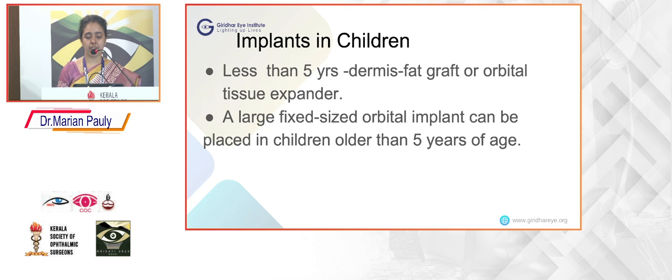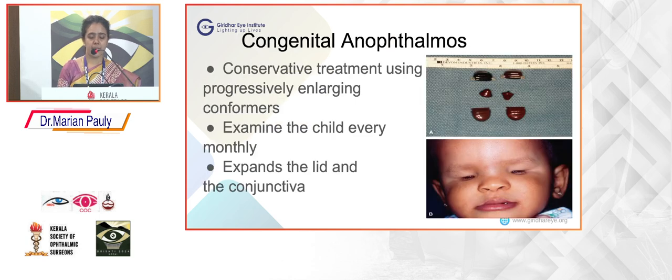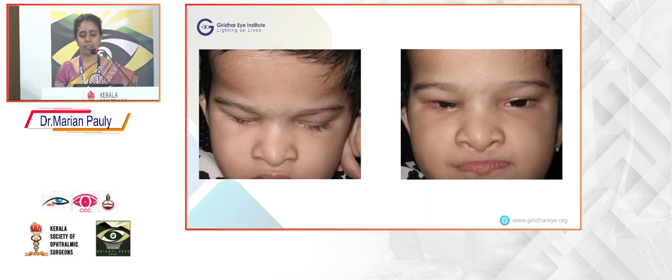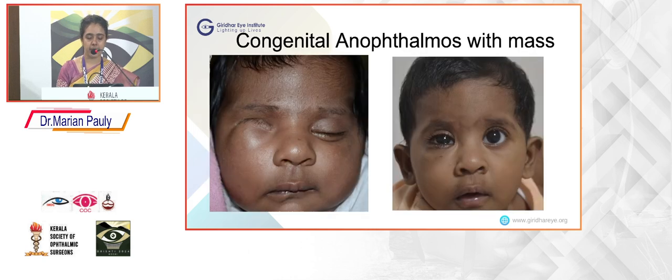If the socket is contracted, you have to use an orbital tissue expander, regarding which I don't have much experience. So initially we start with progressively enlarging conformers. First expand the lid and conjunctiva, then you can give the volume to the patient. So this is one patient who presented to us on, I think, the 5th day of life, with a huge cyst with anophthalmia. Initially the shell was also not going in.